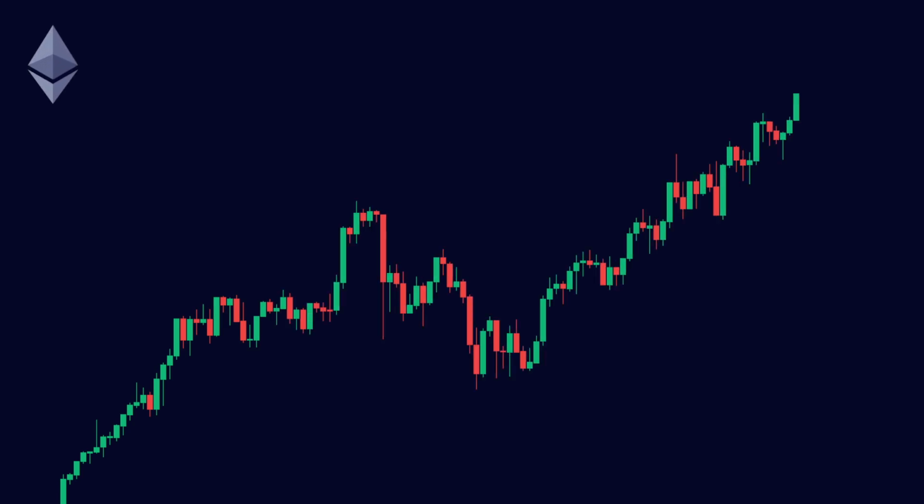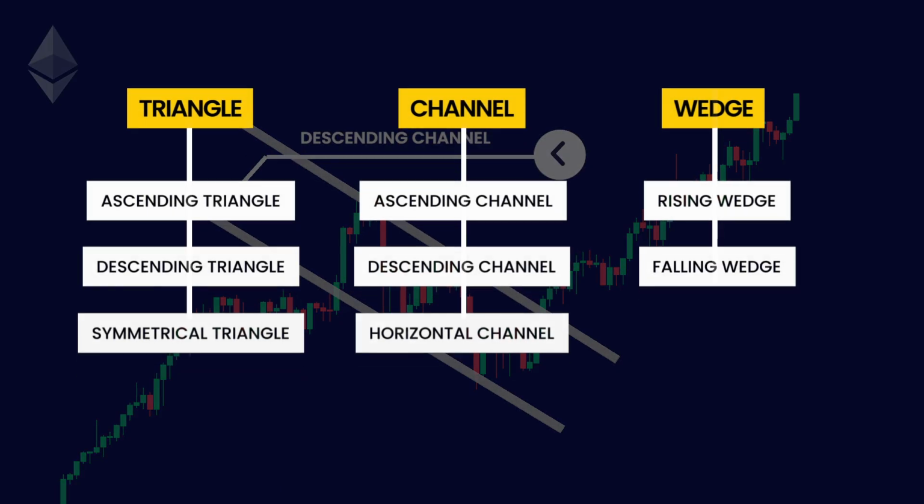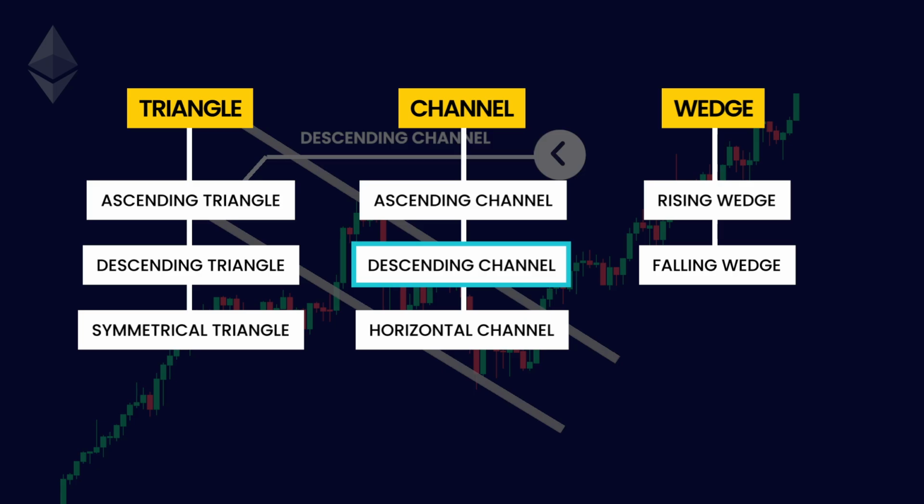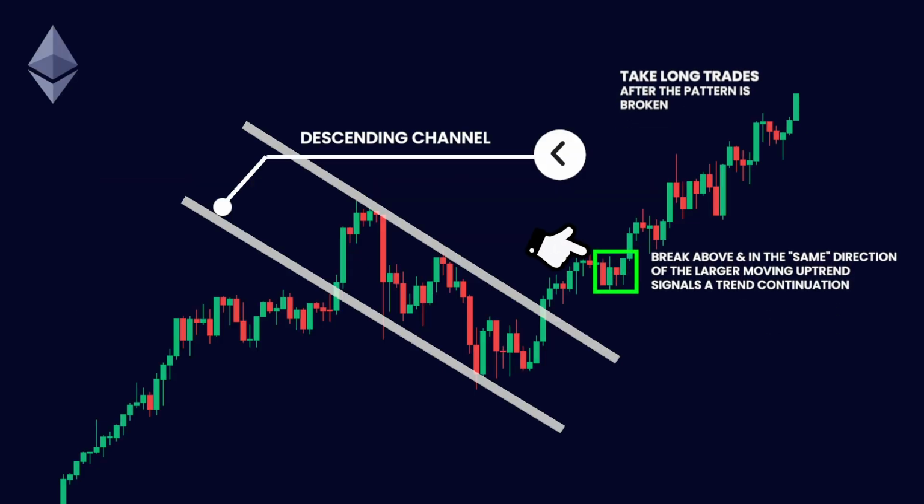Here's another one, Ethereum. The chart shows an uptrend first, followed by a descending channel. Again, this could have been any pattern from our list, but here we see a descending channel. If the price then breaks upward, you'd enter long trades in the lower timeframes, riding the trend continuation.